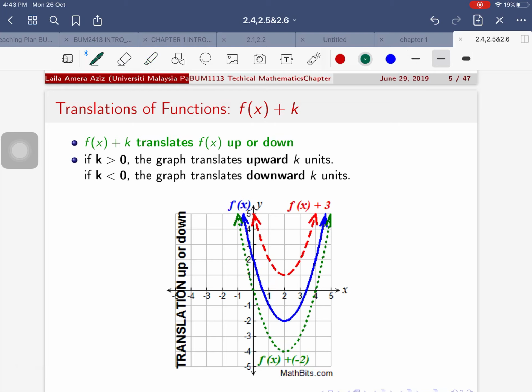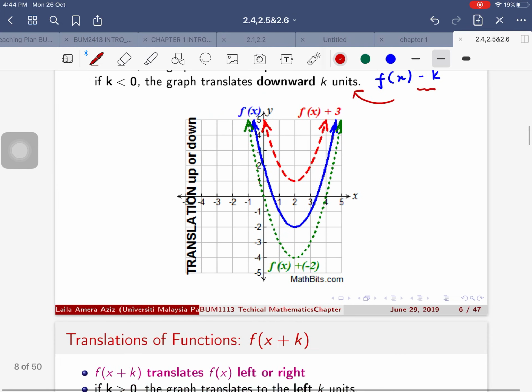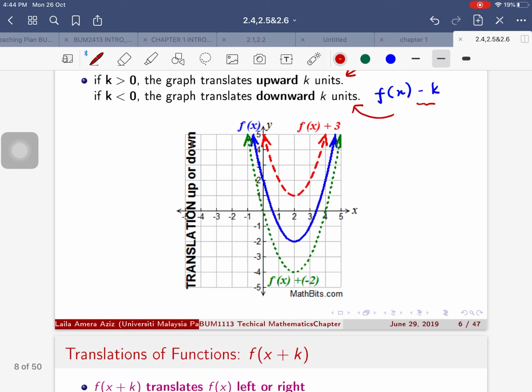Okay, so next is going to be the translation when you have f of x plus or minus k. So here it could be like this. You could either have f of x plus k, or you could also have f of x minus k. So what happens is that when you have f of x plus k, your graph actually goes up k units. When you have f of x minus k, your graph actually goes down k units, right? So this is going to be the example.